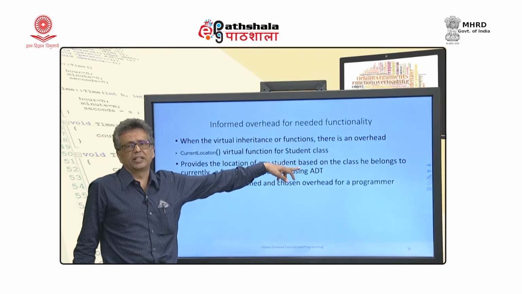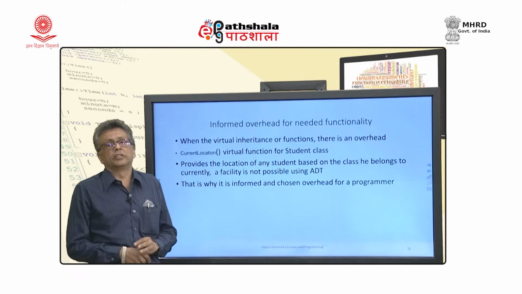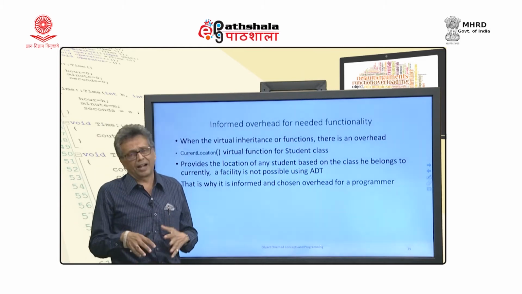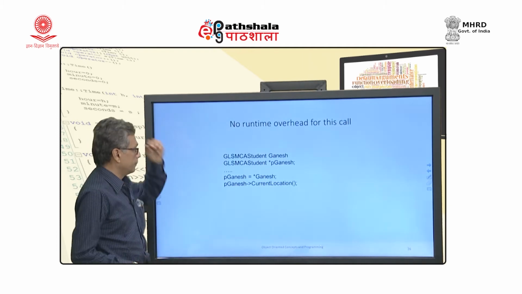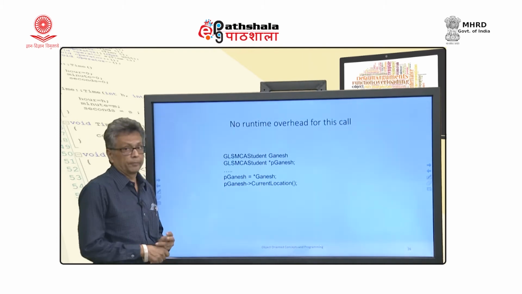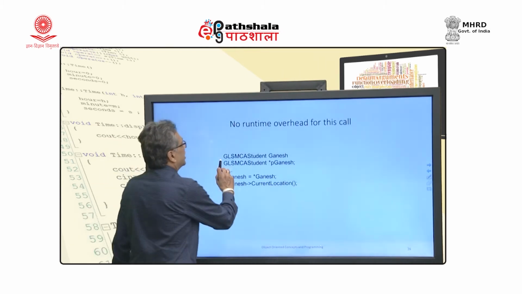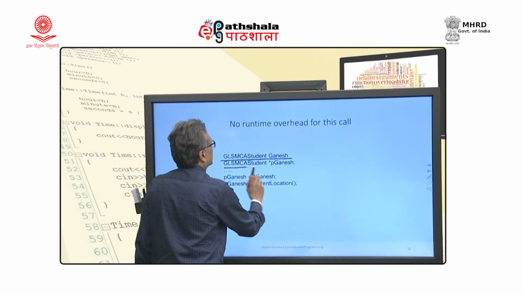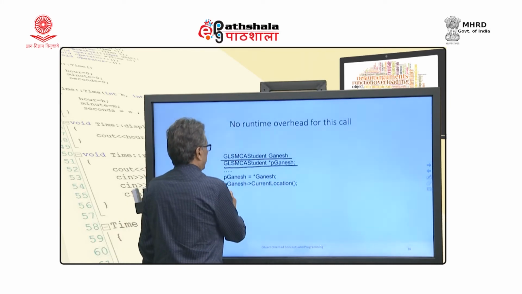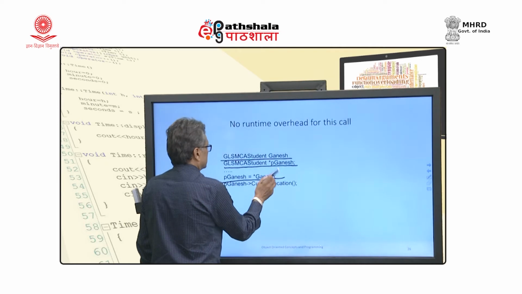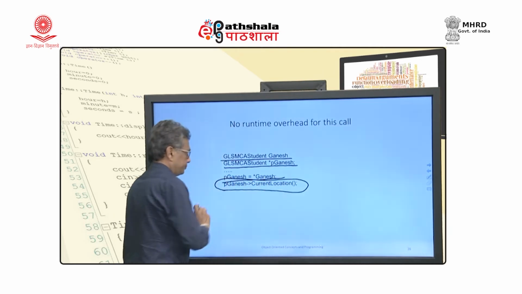You will not have that in the abstract data type case, and there is an additional facility available with us, and that will require an additional overhead. Okay. For example, but it is not always an overhead, even when you call a virtual function. Okay. You say GLS MCA student Ganesh, GLS MCA student *P Ganesh, now this is a pointer to it, and now you say that P Ganesh points to Ganesh, and P Ganesh calls current location.